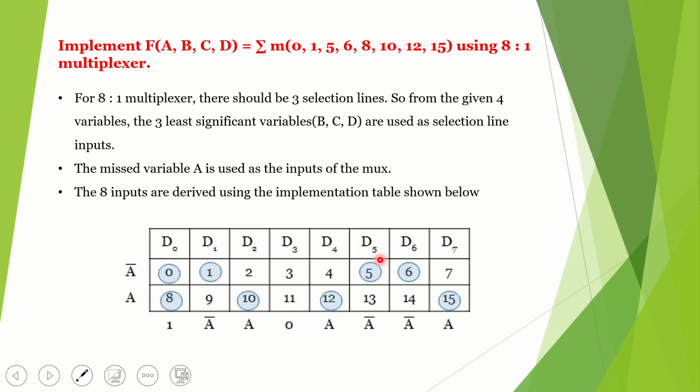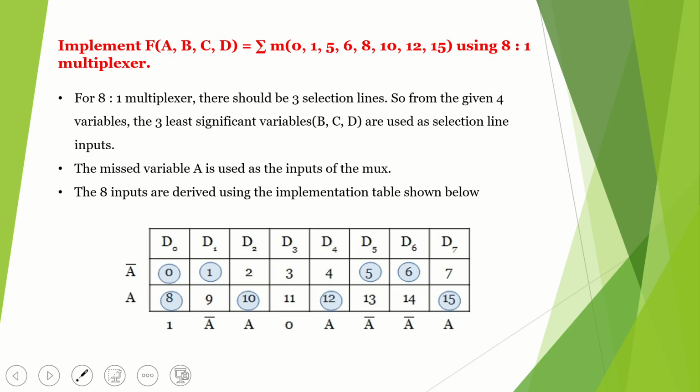For D5, 5 is circled, so the respective value is A bar. For D6, 6 is circled, so the respective value is A bar. So D7, 15 is circled. The respective value is A.